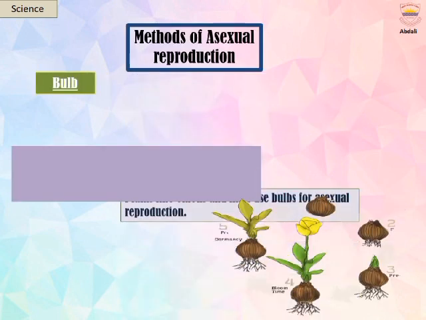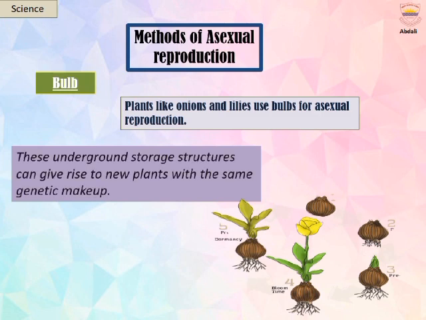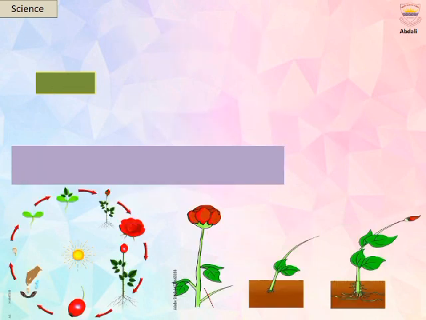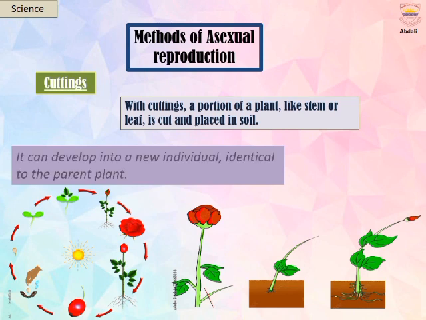Bulbs. Plants like onions and lilies use bulbs for asexual reproduction. These underground storage structures can give rise to new plants with the same genetic makeup. Cuttings. With cuttings, a portion of a plant, like a stem or leaf, is cut and placed in soil. It can develop into a new individual, identical to the parent plant.